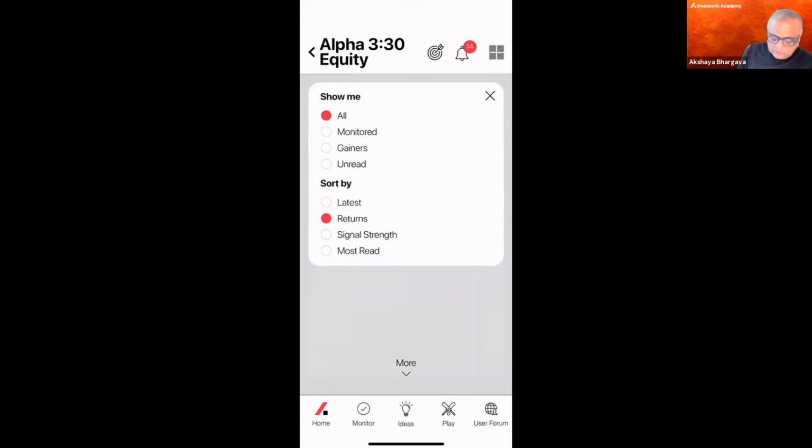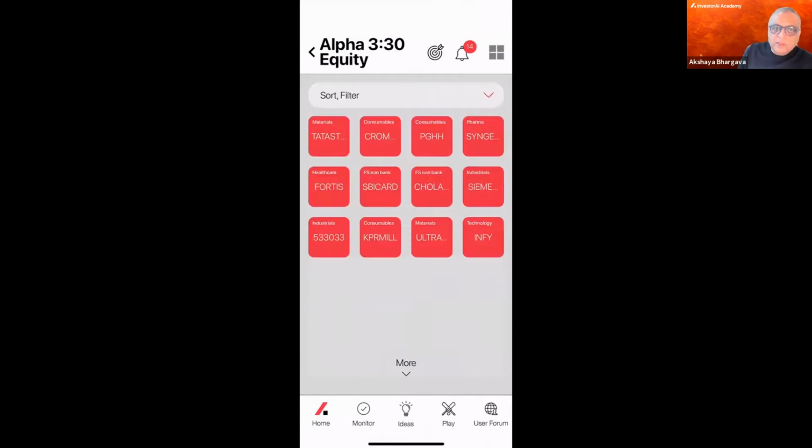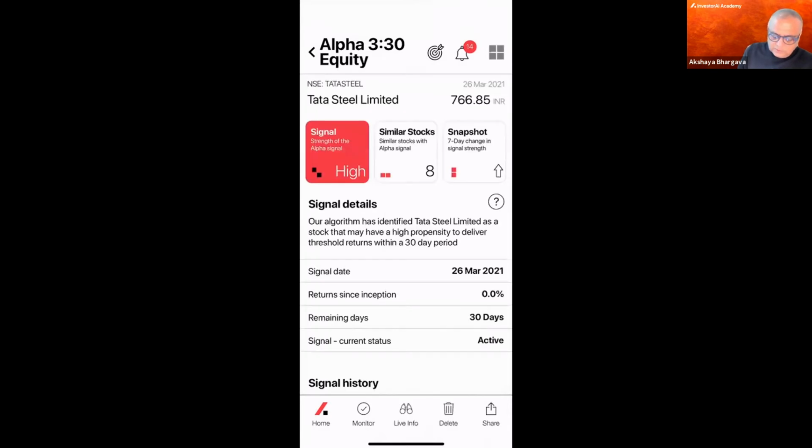So let me go back and do the same thing that I did in value investing, sort by latest. Okay, so if I sort by latest, now I'm seeing the first one is probably Tata Steel. It is Tata Steel, and now it's telling me that the signal is high, and I will explain in a moment what we mean by signal. But the narrative tells you that this algorithm has identified Tata Steel as a stock that may have a high propensity to deliver threshold returns, which is 3%, within a 30-day period. So it was generated yesterday, and markets are not open today, so no returns. It's got 30 more days to run, and the current signal is active.